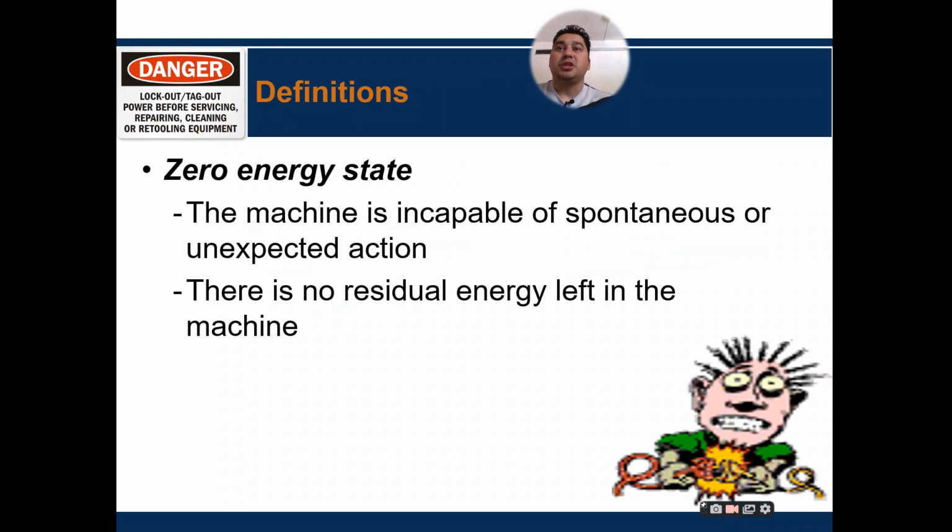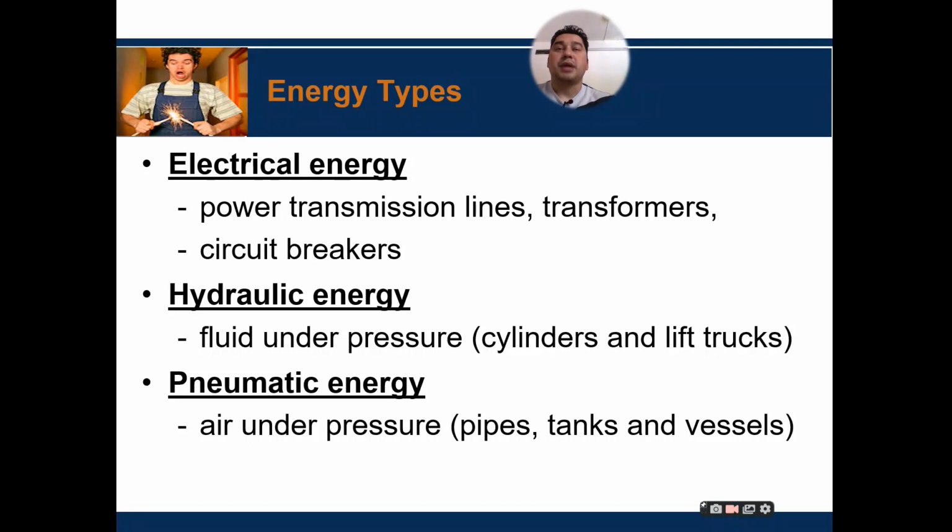Now the definition: zero energy state. The machine is incapable of spontaneous or unexpected action. There is no residual energy left in the machine. Zero energy state, what is the meaning of that? It means while you are using the machine, you have to make sure that there is no energy left in the machine, like any steam, any electricity, or any other energy. That should not be left in the machine, because while you work with that machine, that energy can harm you.